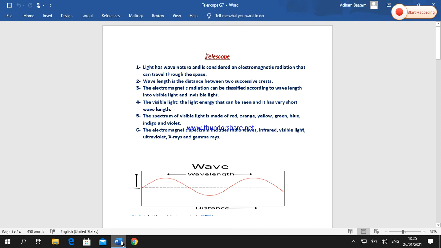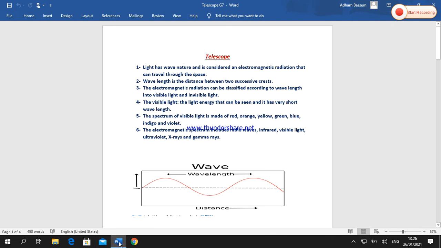Why? Because light can travel through space, and it doesn't need a medium to travel through, okay? And light speed is relatively high. Light covers 300,000 kilometers in 1 second. Okay, so light is known as an electromagnetic radiation.